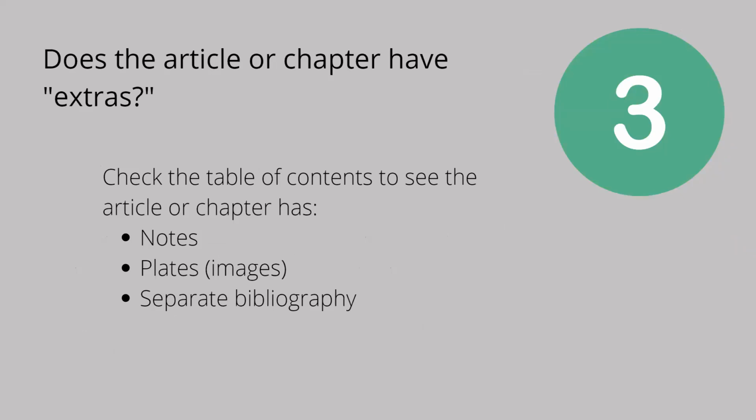After scanning the main article, you move to step 3, which is checking to see if the article or chapter has any extras. What are extras? Extras could be notes, plates, or a separate bibliography. Now, when I say plates, I'm not talking about the things you eat off of. In older book, art and history books, it's not uncommon for publishers to print large, detailed images in a separate book or folder that correspond to a chapter.